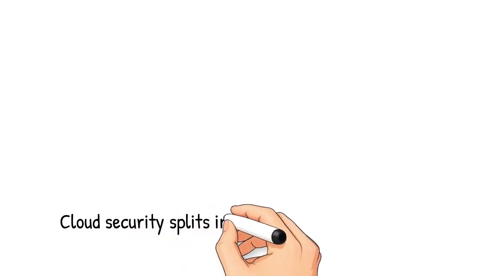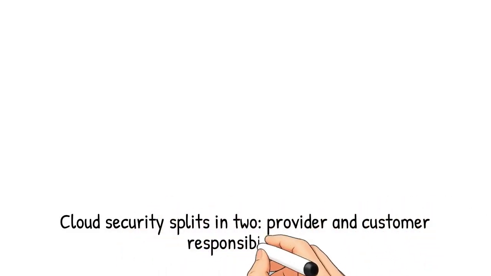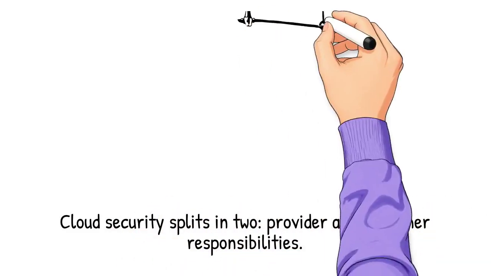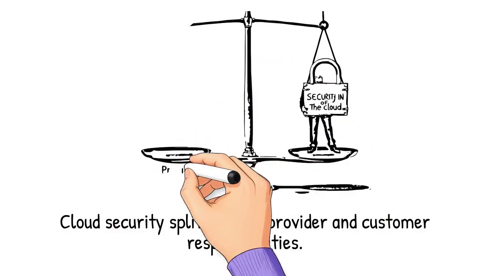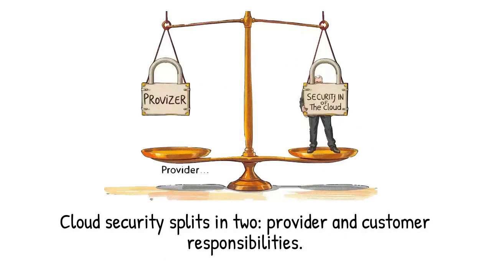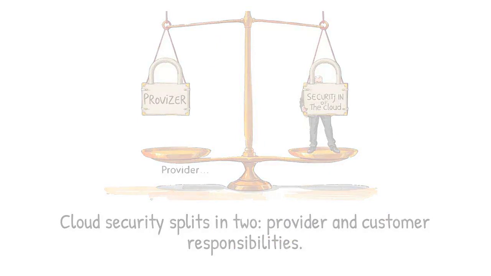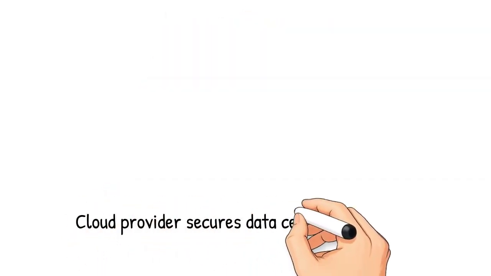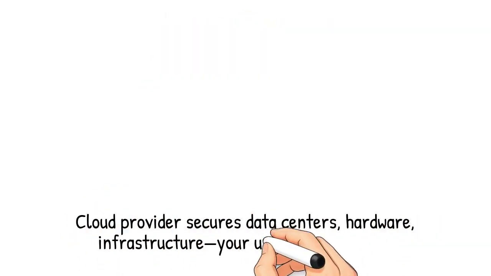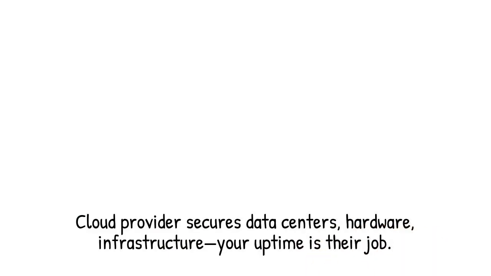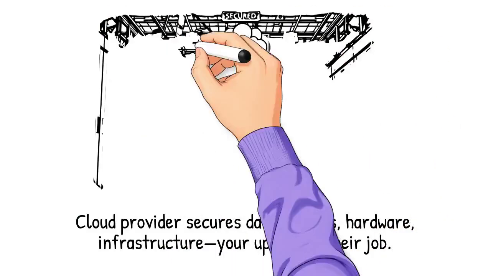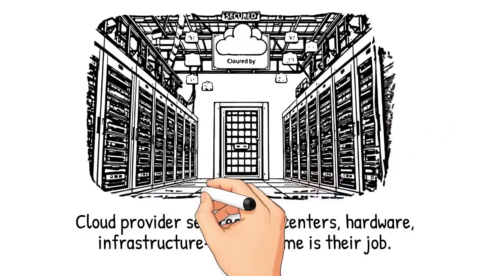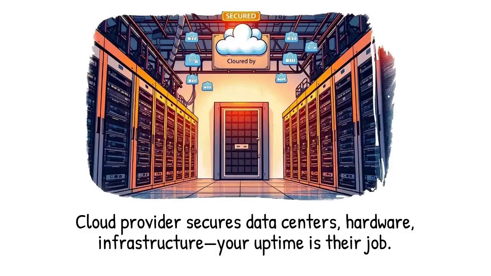Section 2. The official definition explains simply. Cloud security is divided into 2 parts. 1. Security of the cloud, the provider's responsibility. This includes physical data centers, hardware, networking infrastructure, hypervisors, storage systems, global availability zones, power, cooling, disaster recovery, core cloud services uptime. AWS, Azure, and GCP guarantee these are secure.